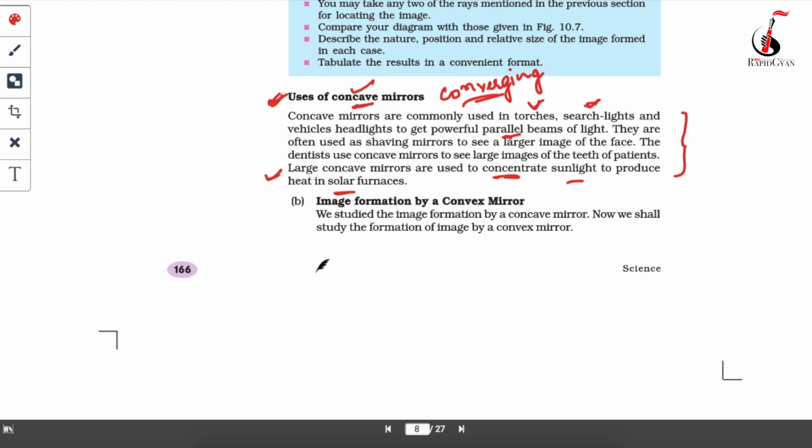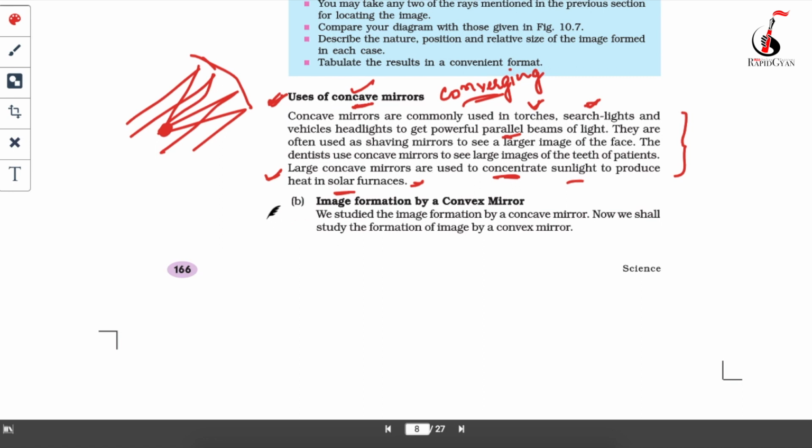What happens? Suppose this is your mirror, and a huge amount of sun rays are coming. So they all will be redirected to one point. Correct? So what will happen is this point will become very hot because of these rays. In this way they are used in solar furnaces. So these are the uses of concave mirror. Hope it's clear to you guys.